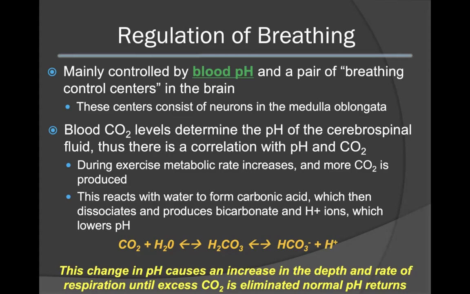During exercise, the general metabolic rate of the individual will increase, which causes more carbon dioxide to be produced. This will react with water in the blood to form carbonic acid. Carbonic acid can then dissociate or partially break down to produce bicarbonate or HCO3- and H+ ions. This will then lower blood pH. This change in pH will cause an increase in the depth and rate of respiration until excess carbon dioxide is eliminated and normal blood pH returns.